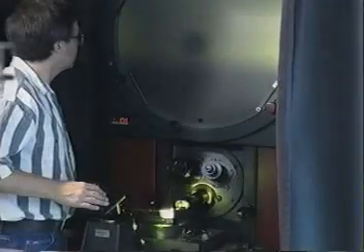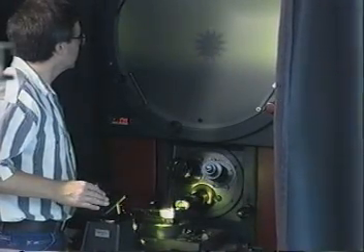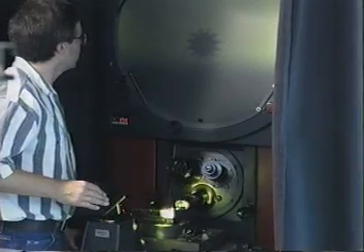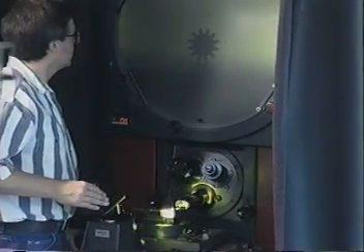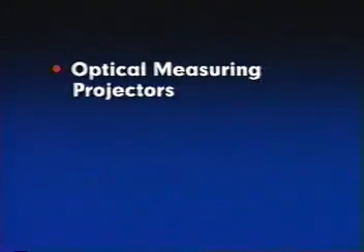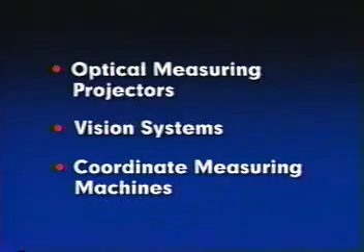Some measuring devices work by comparing the physical part with an image or model of the part's design characteristics. These devices include optical measuring projectors, vision systems, and coordinate measuring machines.